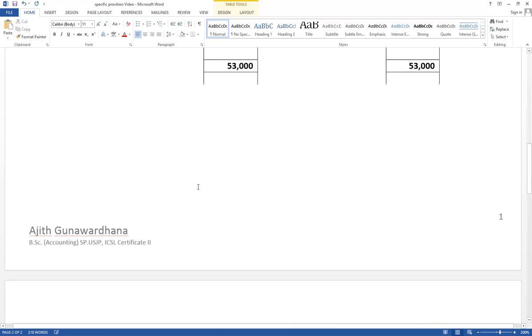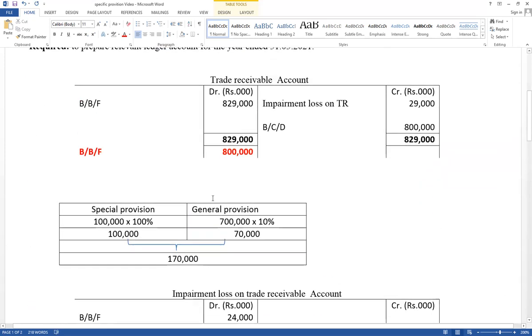Think about whether special provision is relevant for the closing balance of expected losses calculation. Closing balance of trade receivable equals 8,000. Based on that value, 10% cannot be calculated now. Reason: it has given identified debtors.